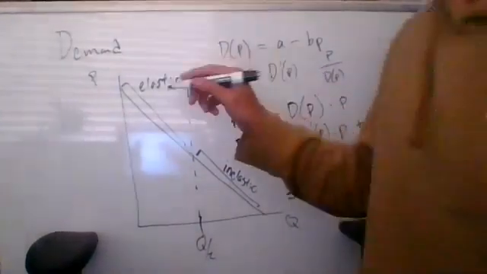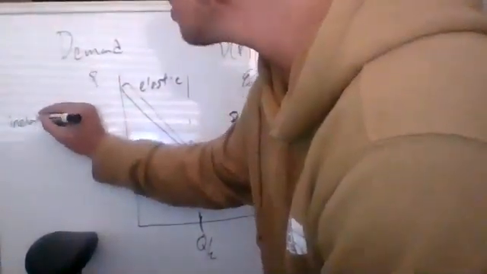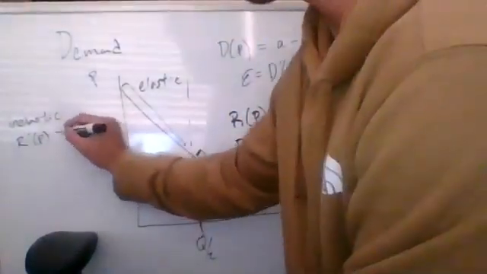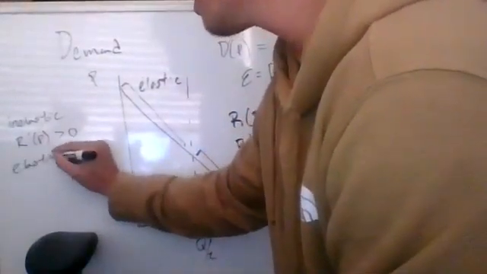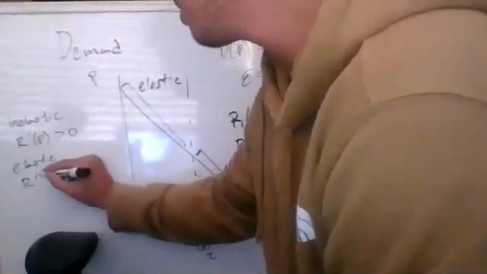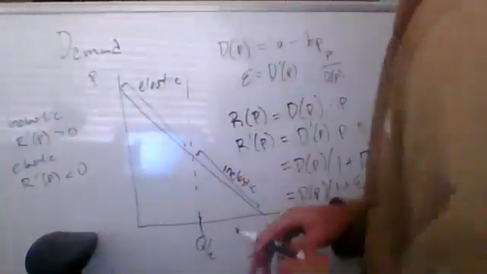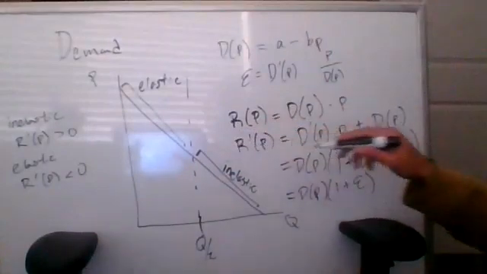And so there's a general rule. If something is inelastic, then the derivative of revenue with respect to price is going to be greater than 0. And if something is elastic, then the derivative of revenue with respect to price is going to be less than 0.